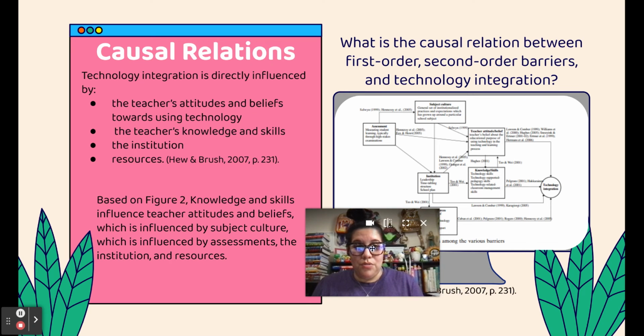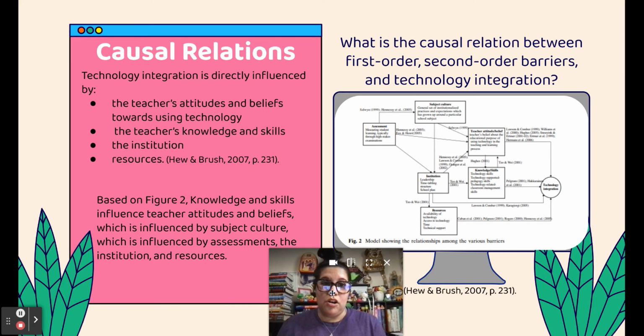Okay, so causal relations. What is the causal relation between first order, second order barriers and technology integration? I thought a really great example from figure 2 was this map of how all of the different things that influence technology integration are influenced. So the arrows kind of go around and into each other. Some of the main things that technology integration is directly influenced by are the teacher's attitudes and beliefs towards using technology, the teacher's knowledge and skills, the institution, and their resources.